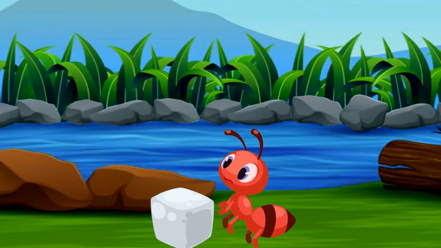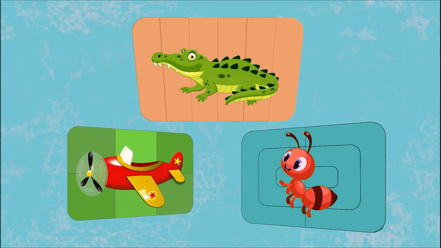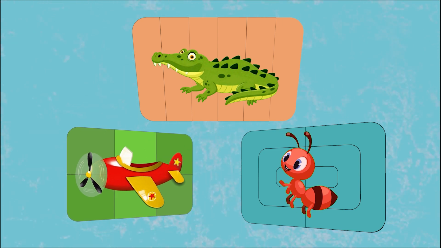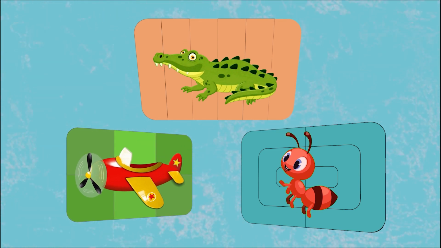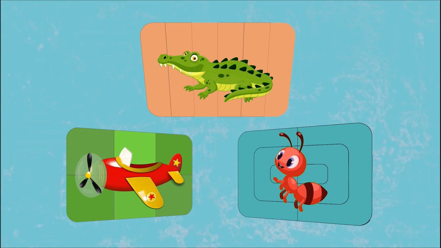So, do you remember what we learned today? What are the things that begin with the letter A? Airplane. Alligator and ant. Excellent job.